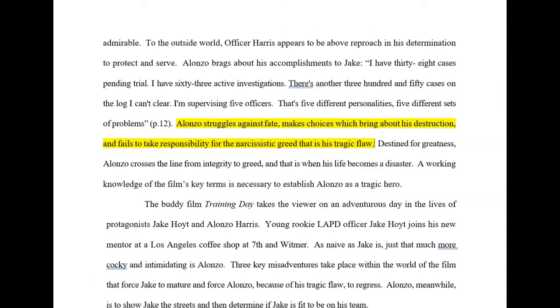Take a look at this thesis statement a little bit closer and tell me which words I'm going to have to define for the reader. That's right, I'm going to have to describe fate, the choices, and most importantly, narcissistic greed. You just can't throw those words out there willy-nilly. You have to define it. You have to tell the reader, this is what I mean by narcissistic greed, and I have all of these vetted resources that agree with me.